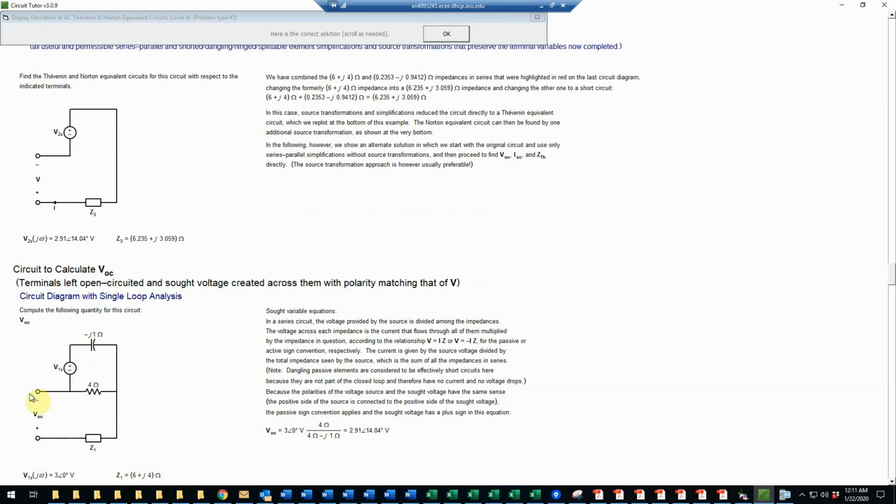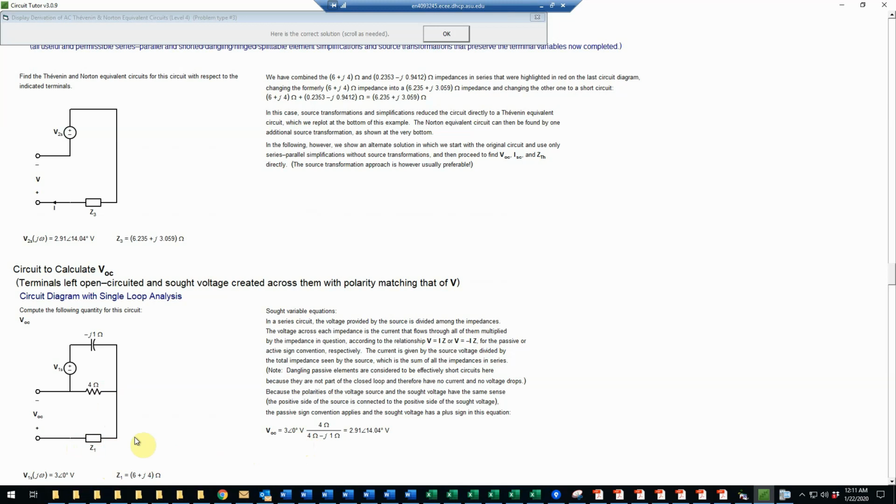And remember that the VOC will consist basically only of that voltage because there is no voltage drop across an impedance that has no current, because that's a dangling impedance. So it's essentially redundant as far as the VOC is concerned, at least.